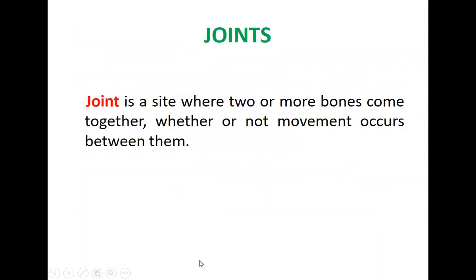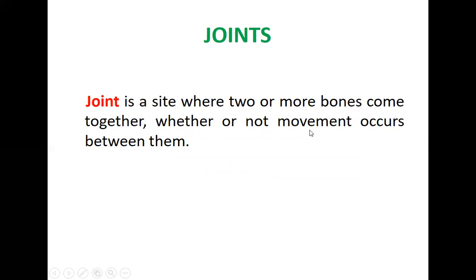So we should study what exactly is the joint. How do you define the joint? So joint, as I said in the morning, is a site where two or more bones come together. Whenever two bones come close to each other, they form something called a joint. Whether or not movement occurs between them, it is not necessary. So there can be movement or there cannot be movement.